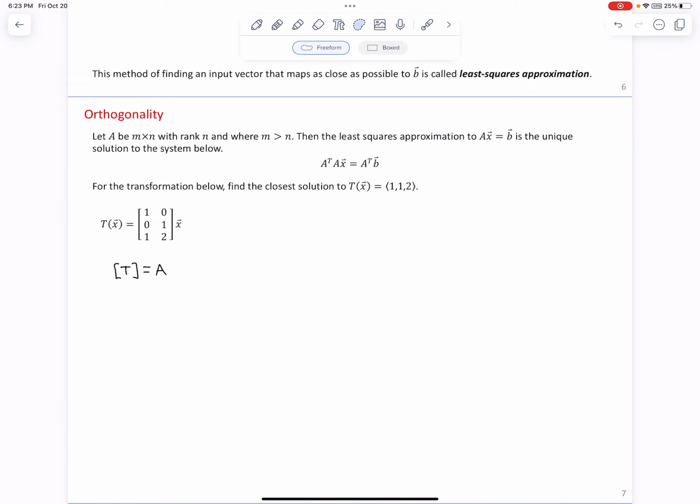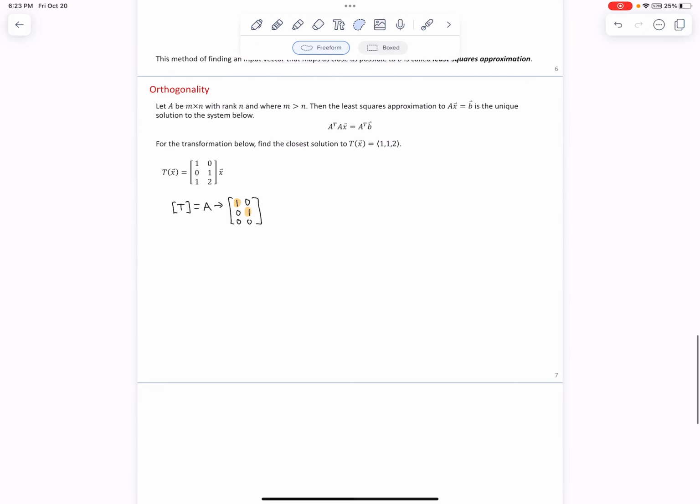And let's look at the conditions here of what has to be true about A. M has to be more than n, so it has to have more rows than columns, which is the case. M is 3 here and n is 2. And the rank has to be 2. So if we were to take A and put it in reduced row echelon form, we would once again get the same thing we had before. There'd be pivots in both columns. So all the conclusions we said before apply again.